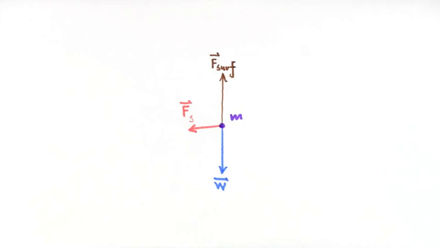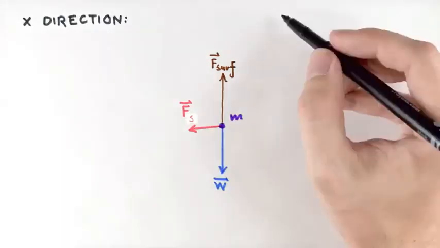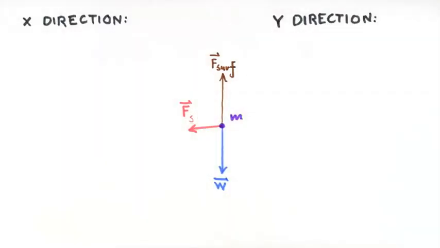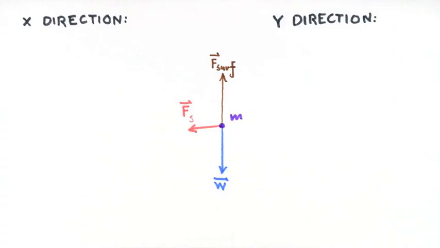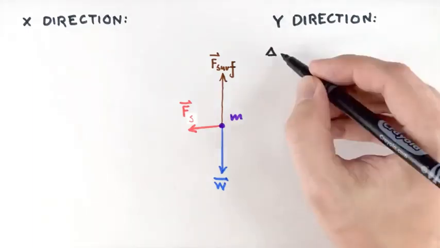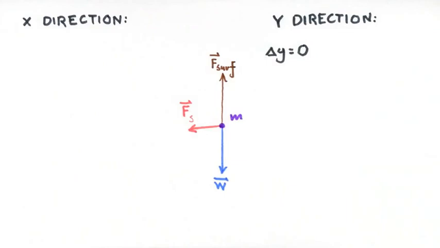Let's decompose the vector form of Newton's second law into two scalar equations, one along the x direction and one along the y. Now we need to imagine what the block's motion would be if we start the block out by stretching the spring and letting it go. We would expect the block to move along the x direction, but we would expect that there would be no motion along the y. Let's focus on the y direction first. No motion along y means the displacement delta y is 0, and so too delta y over delta t. The y component of the velocity is also 0.